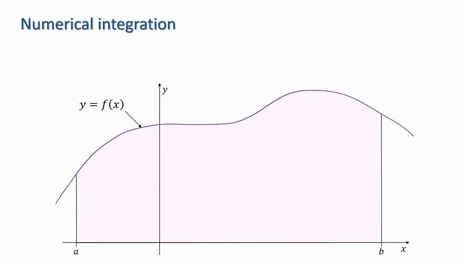In my previous video, definite integration, we saw that we can find the area under a curve by performing definite integration, which provides an exact solution because it's an analytical method. However, there are some circumstances in which we can't do this, and we have to resort to approximate methods for finding the area under a curve.